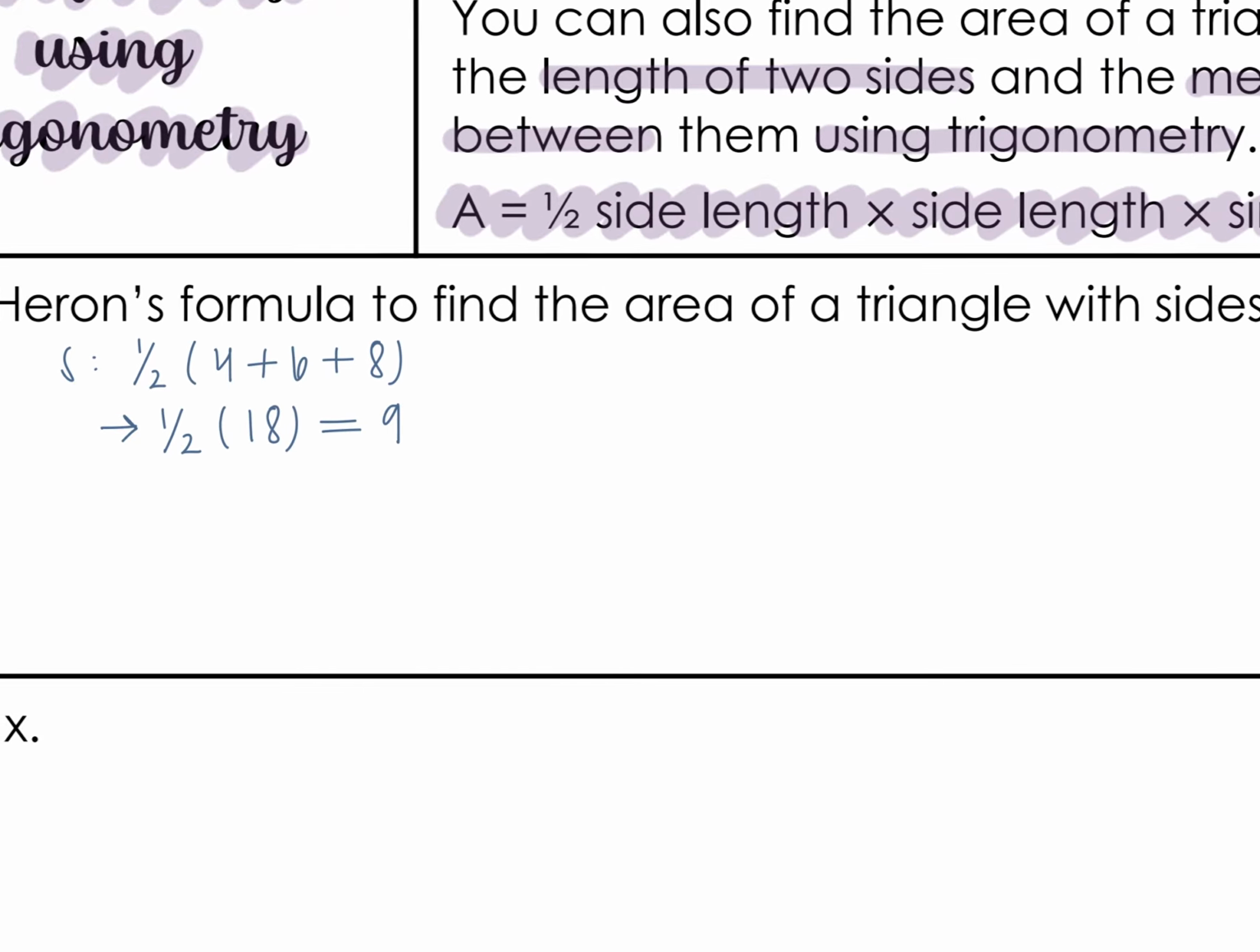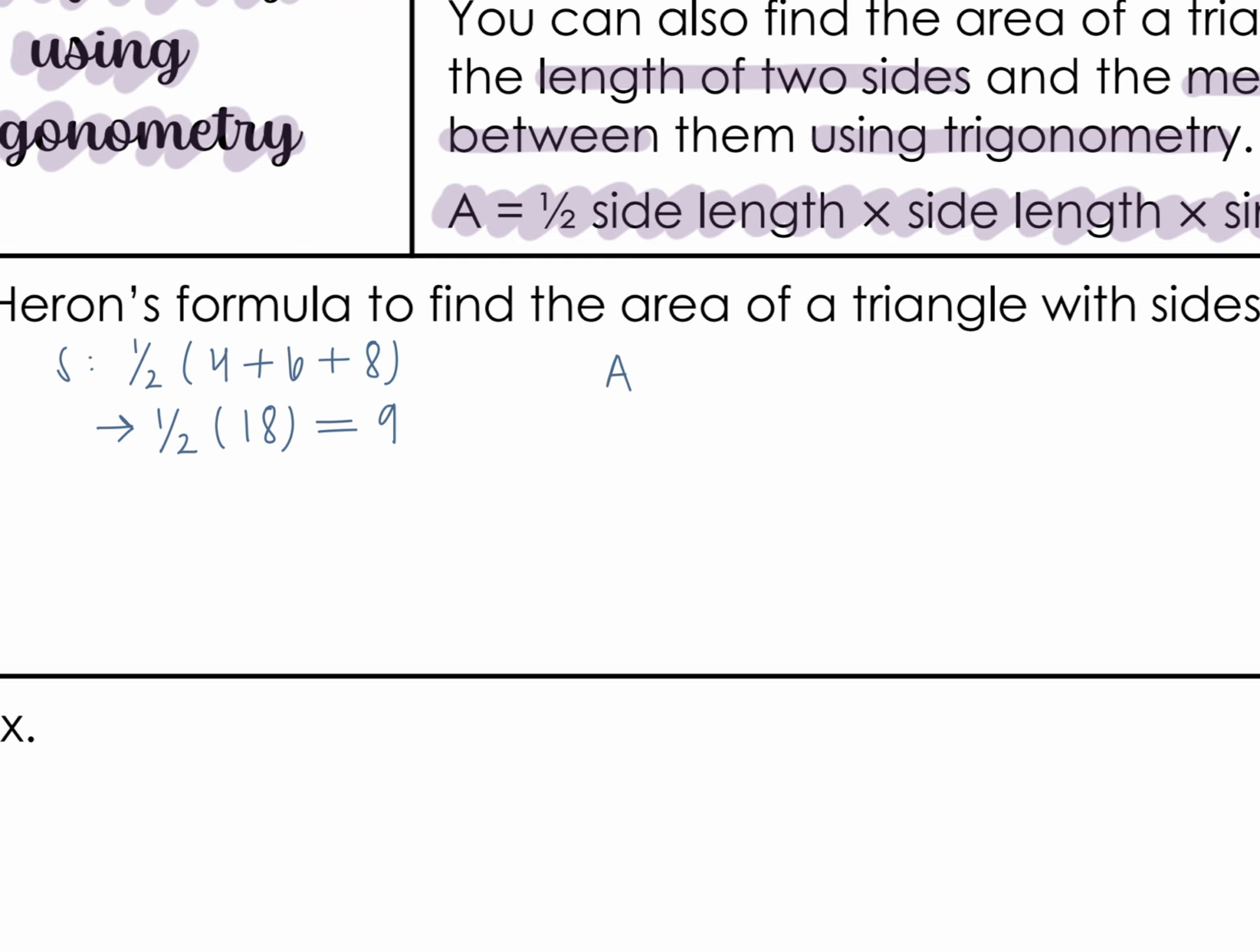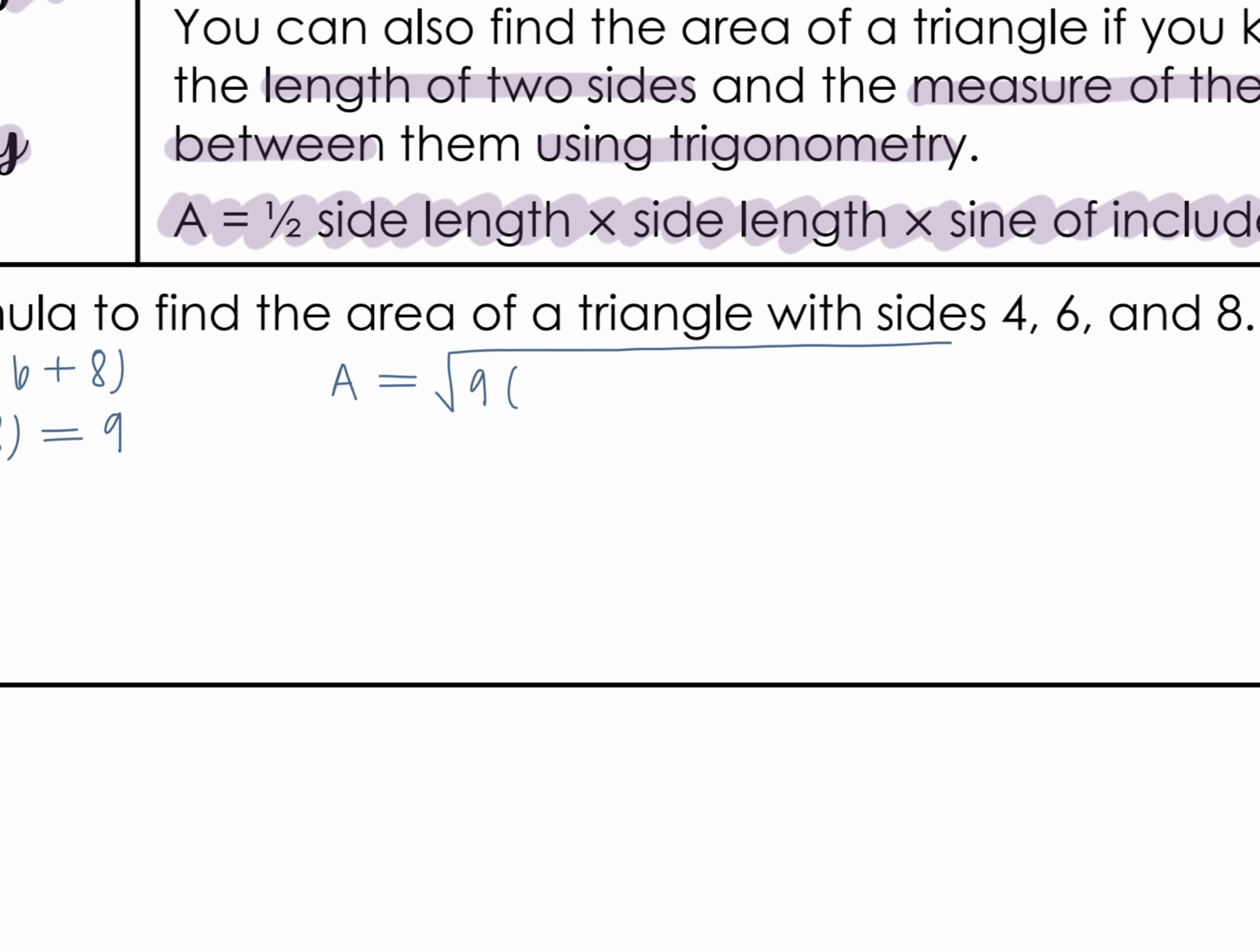Then plugging in for my area, now that I know my S, my area is going to be equal to, we said, the square root of that S, so 9. And then we are going to take that S and subtract my sides from it. So 9 minus 4, 9 minus 6, and then 9 minus 8. Okay, we're going to reduce this. So I'm going to get that 9, then we'll have 5, 3, and then 1.